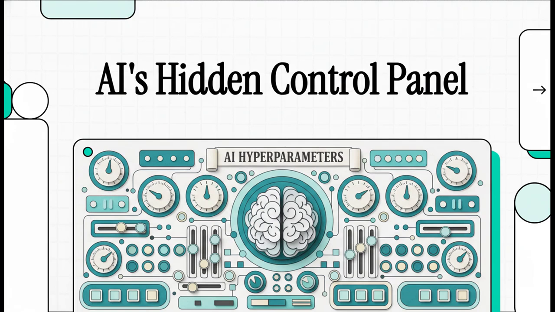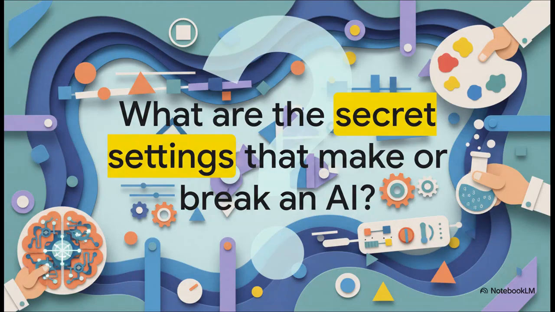When we talk about AI, we usually talk about all the data it's fed. But there's this whole other side to it, a kind of secret control panel. A bunch of hidden settings that can make the difference between an AI that's a total genius and one that's a complete flop. So let's dive in and take a look at the knobs and dials that really control artificial intelligence. And that's really the big question, isn't it?